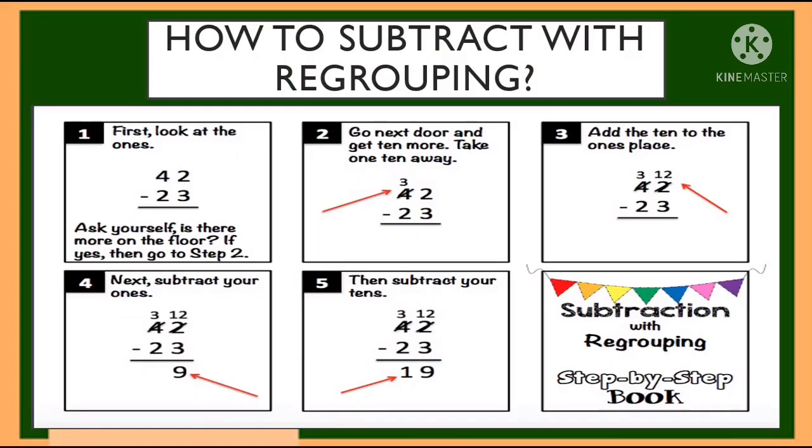About the steps on how to subtract with regrouping, I have here 5 steps. This is the easiest way, the step-by-step process in how to subtract with regrouping. First, look at the ones place. So we have 2 and 3. Our minuend is 2, our subtrahend is 3. Now, ask yourself, is there more on the floor? If yes, then go to step 2.